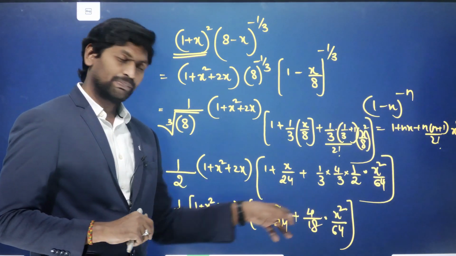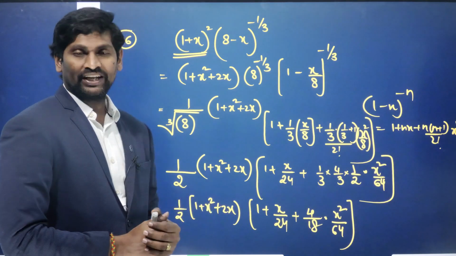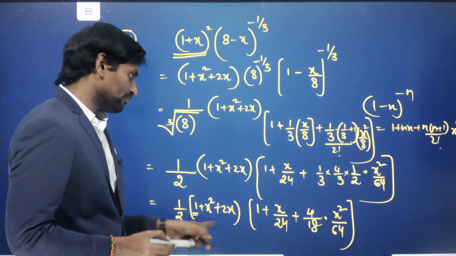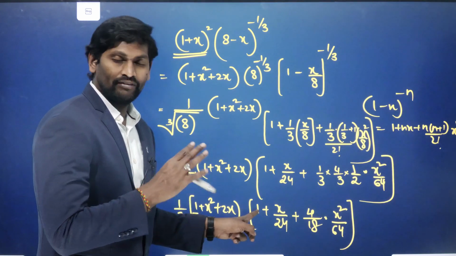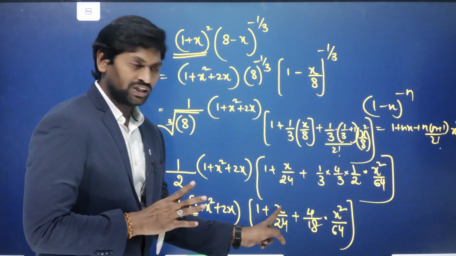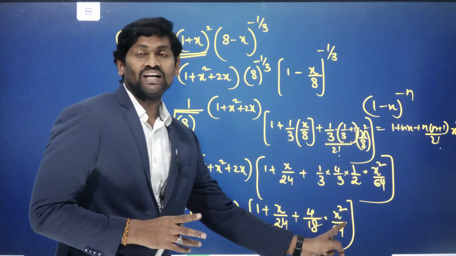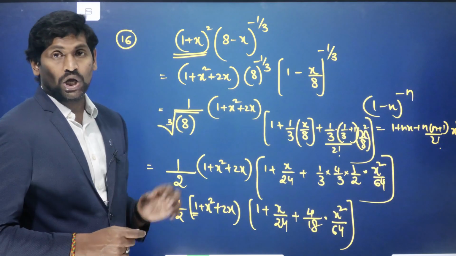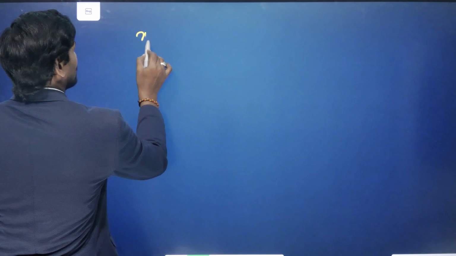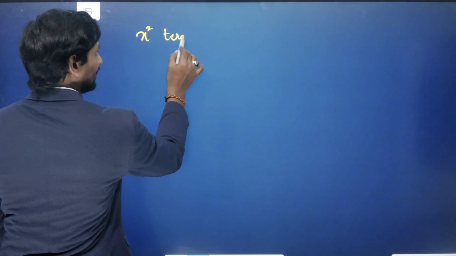That means when you multiply these two, we don't need to write all the terms. Let me check. With 1, if you multiply here, 1 we don't need, because it won't be x square. 1 into x term only, 1 into x square, then x square term will be. Now I am writing the x square terms only.